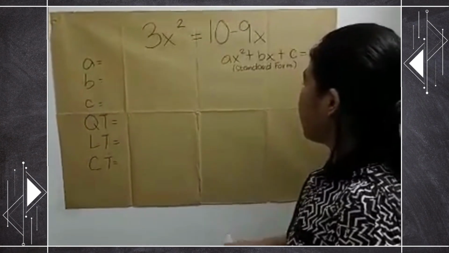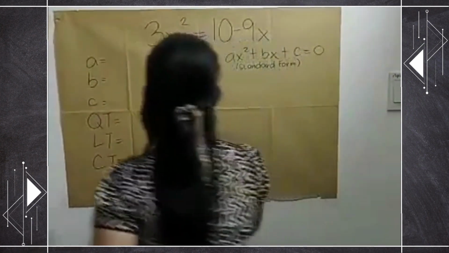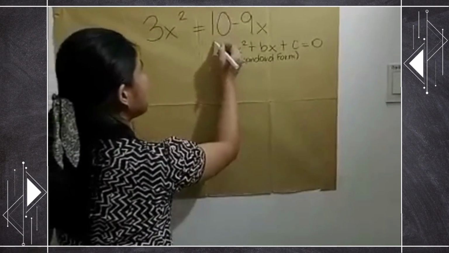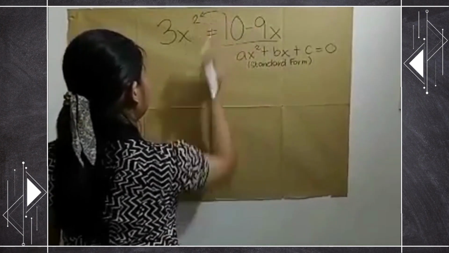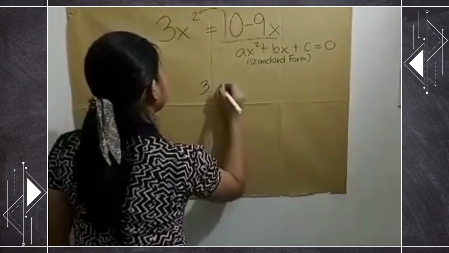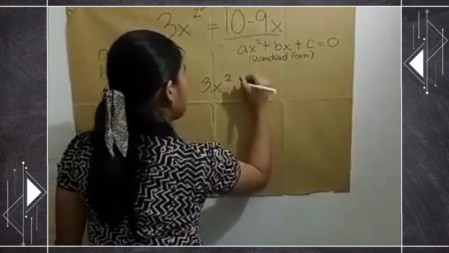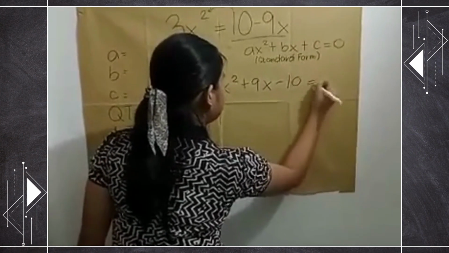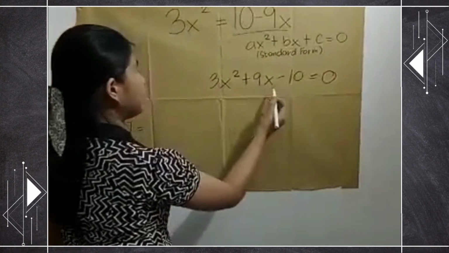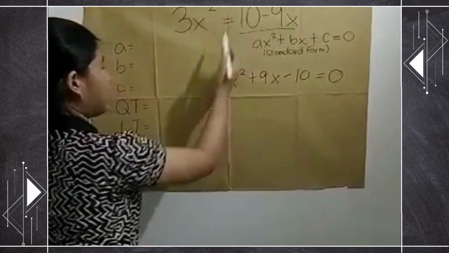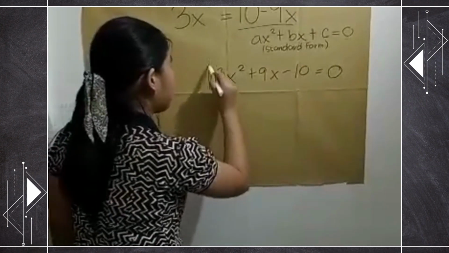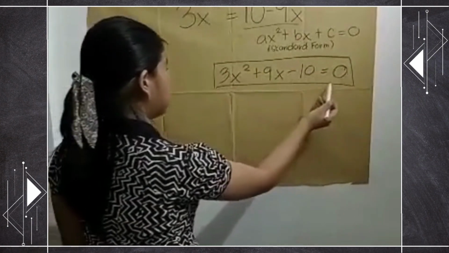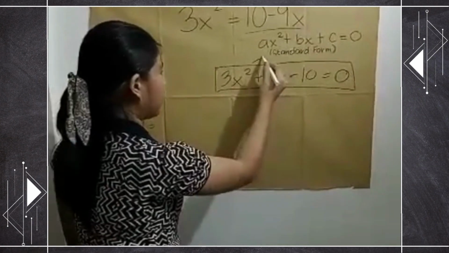Now, the first step in finding the standard form, since our problem is quite easy, is to transpose 10 minus 9x to the other side. So it will become 3x squared plus 9x minus 10 equals 0. We are going to change the sign once we transpose over the equal sign.